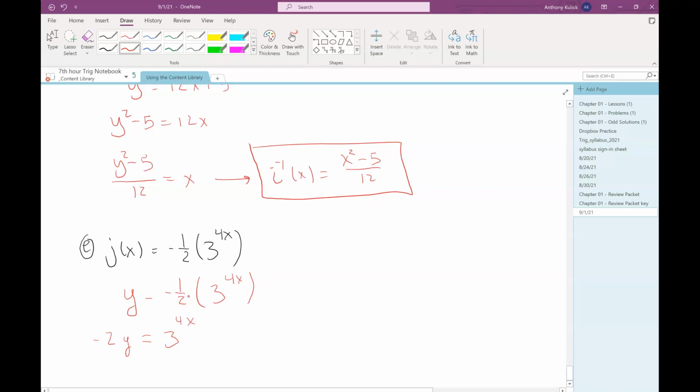So multiplying both sides by negative 2 gives me this. Everybody's okay to hear? How are we going to get rid of that 3? What cancels out an exponent base? Does anybody remember?